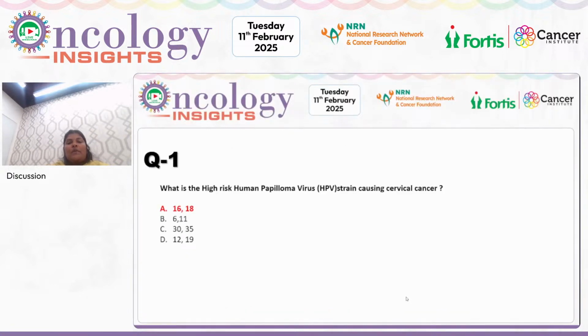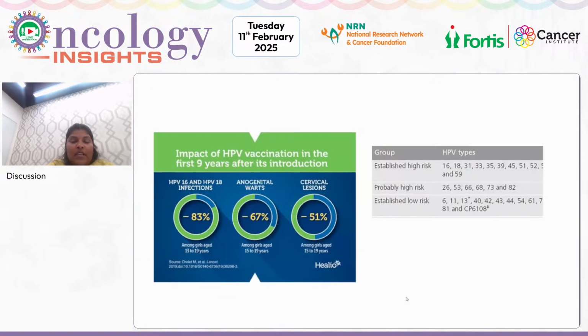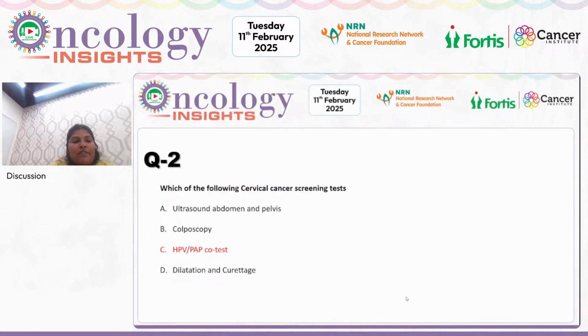What is the high-risk human papilloma virus strain causing cervical cancer? It is strain 16 and 18. There are multiple subsets of HPV strains which have been connected to the development of pre-cancerous and cancerous lesions, out of which 16 and 18 are mainly involved, 83% involved in cervical cancer, which can be prevented by an HPV vaccination schedule by more than 95%.